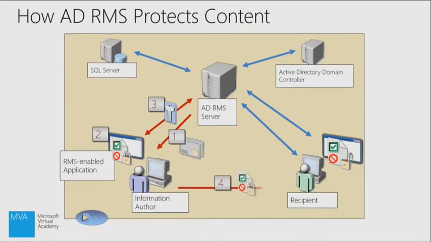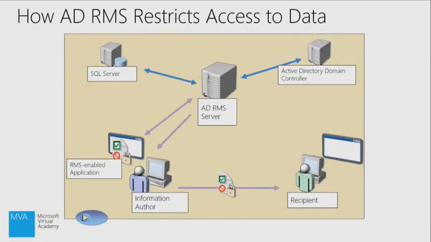Once that's done, the AD RMS protected content file is sent to the recipient. I send it to somebody, I publish it somewhere, and it sits waiting to be read. In the next step, once that's done, how do we restrict access to that data? What happens on the recipient side? The recipient receives the file and opens it, hopefully using an AD RMS enabled application, otherwise it's not going to work the way they intend it to.